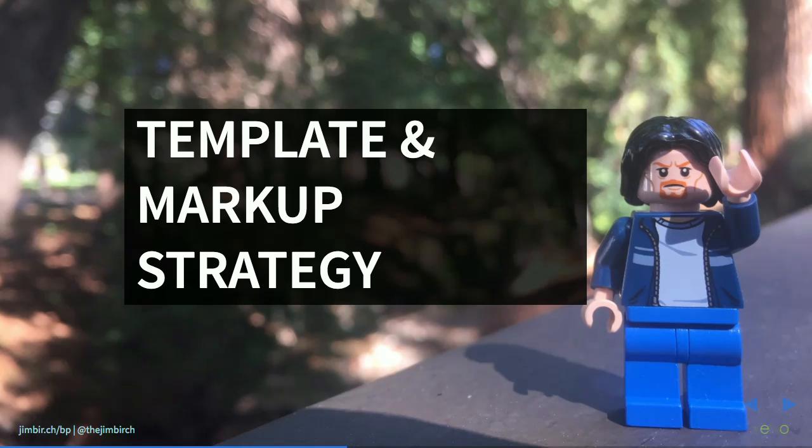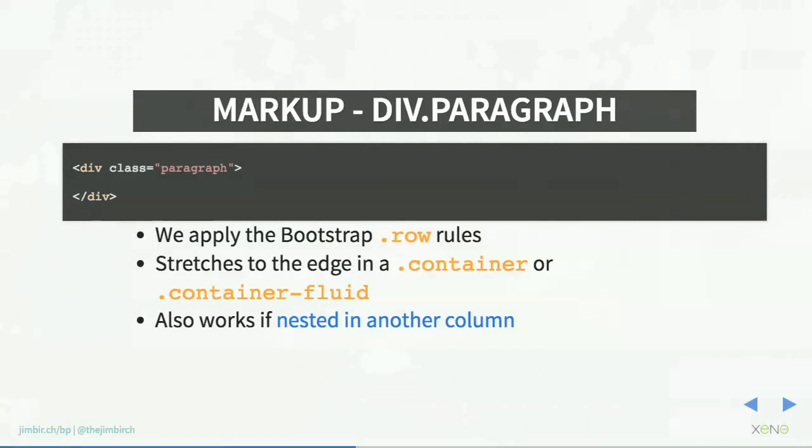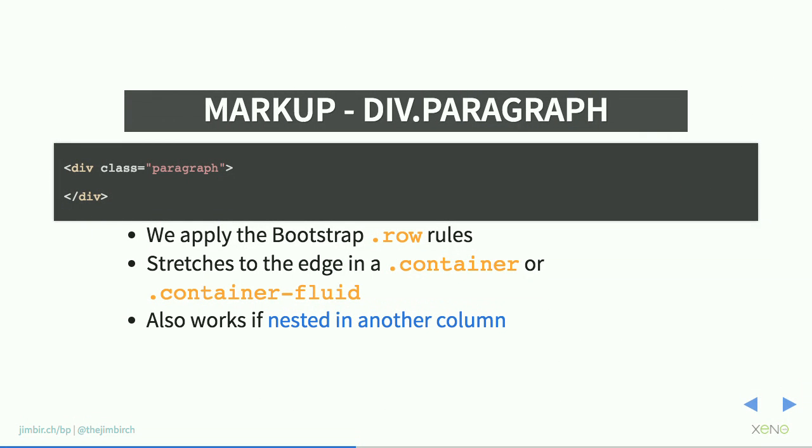Template and markup strategy. So we're going to get into the nuts and bolts a little about how I put this together. The markup. Every paragraph has a div around it. Div class equals paragraph. To this paragraph, I apply the Bootstrap row class. I do this because a row stretches all the way to the edge in a Bootstrap container or container fluid, but it also works if it's nested in other columns. So this is how we get away with putting paragraphs in paragraphs in paragraphs.